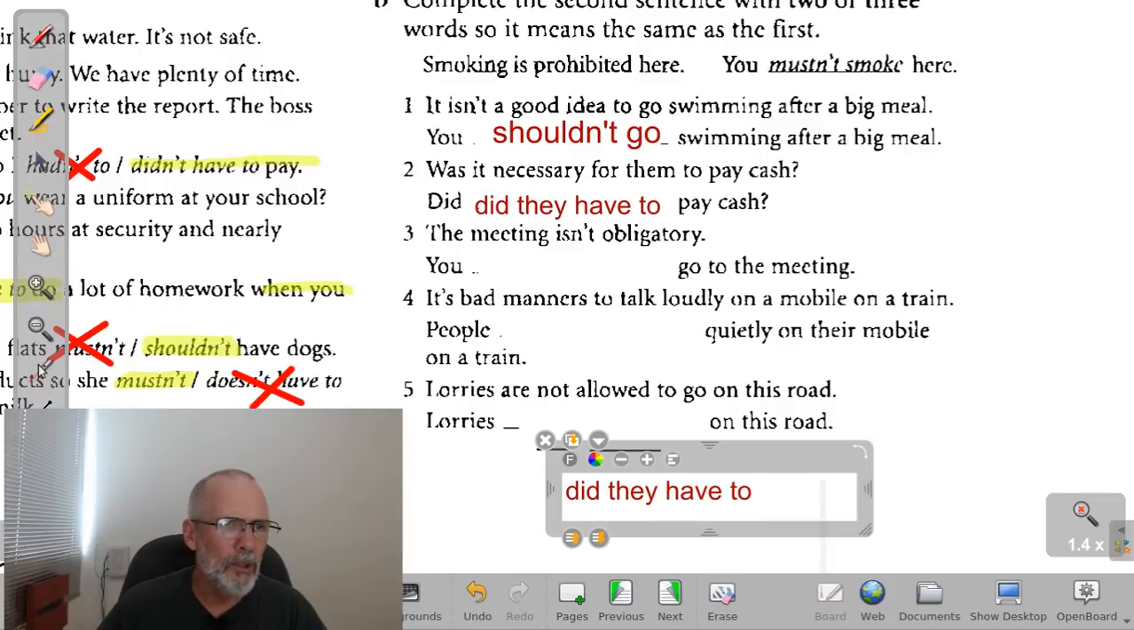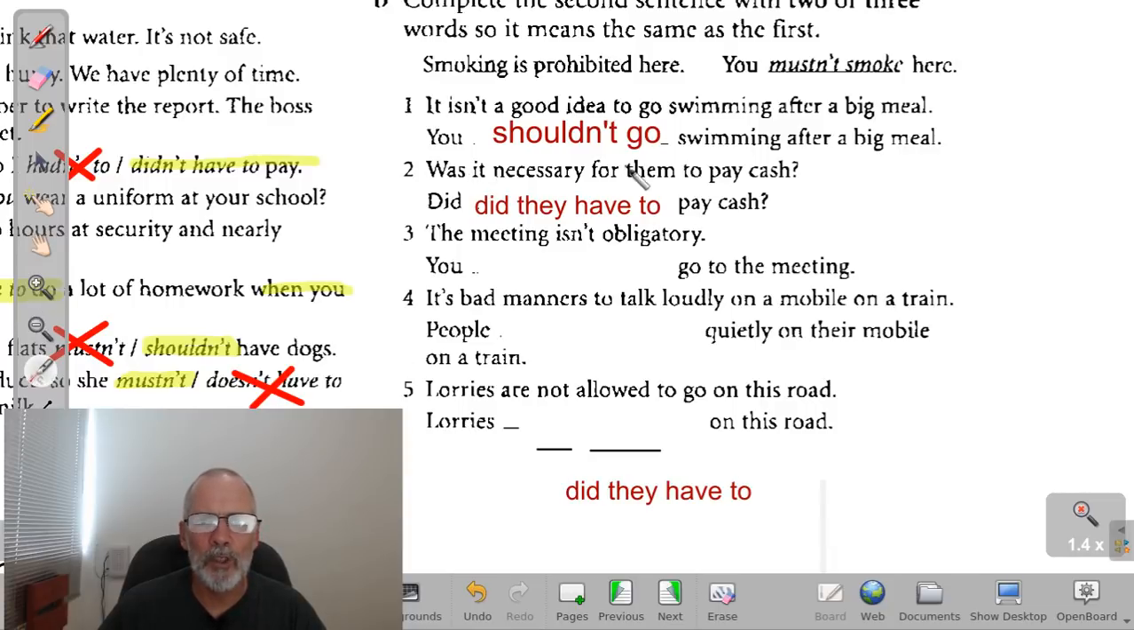Here in the original statement we have it was necessary for them. This is the object pronoun, third person plural. Here we need to use the subject pronoun, third person plural. Let's just move that up a bit.